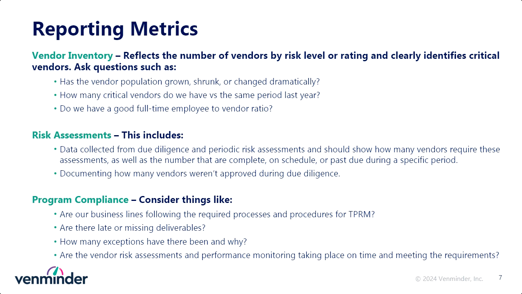So let's jump right into some of the reporting metrics that are important to consider. So we've identified a handful within the next few slides, but to start, thinking about your vendor inventory. So vendor inventory is understanding how many vendors you have, but also what the risk level of each vendor is within your organization and how critical or non-critical these vendors are. So you should ask questions like, has your population of vendors grown, shrunk, or changed dramatically? How many critical vendors do you have today versus the period of last year? And then how does your full-time employee ratio against the vendor count you currently have compare to what it was last year? These are some KPIs you want to report upon.